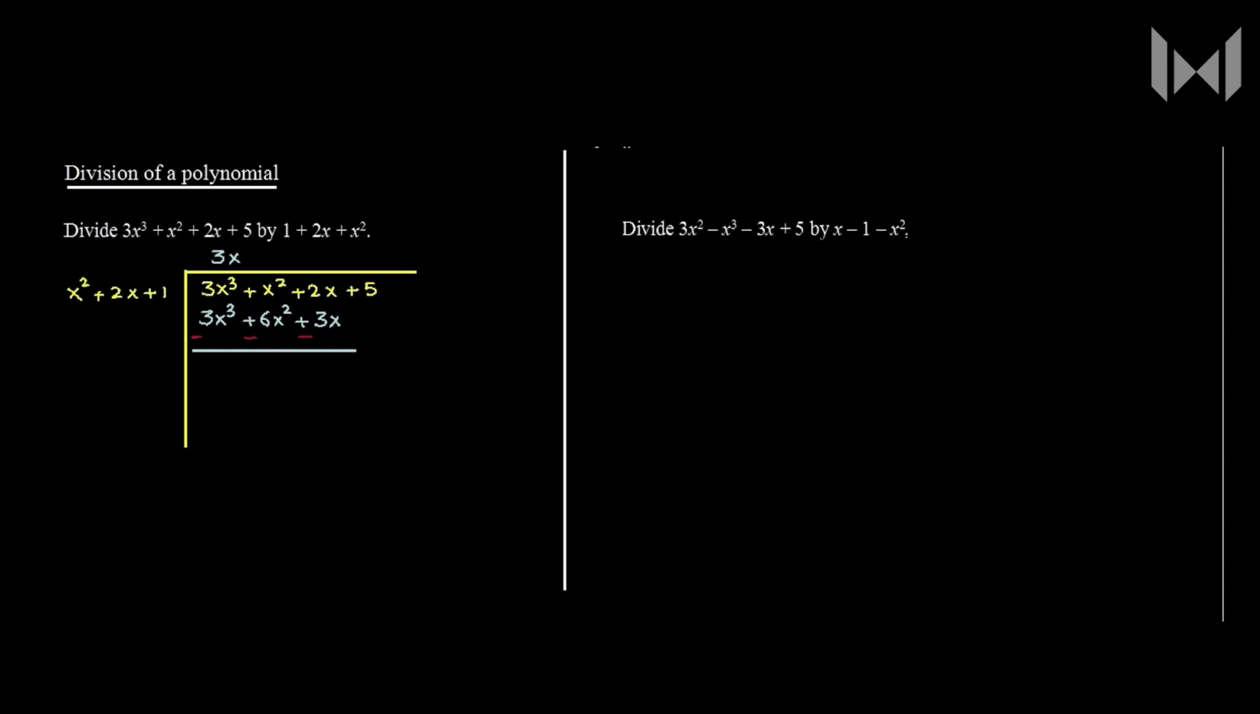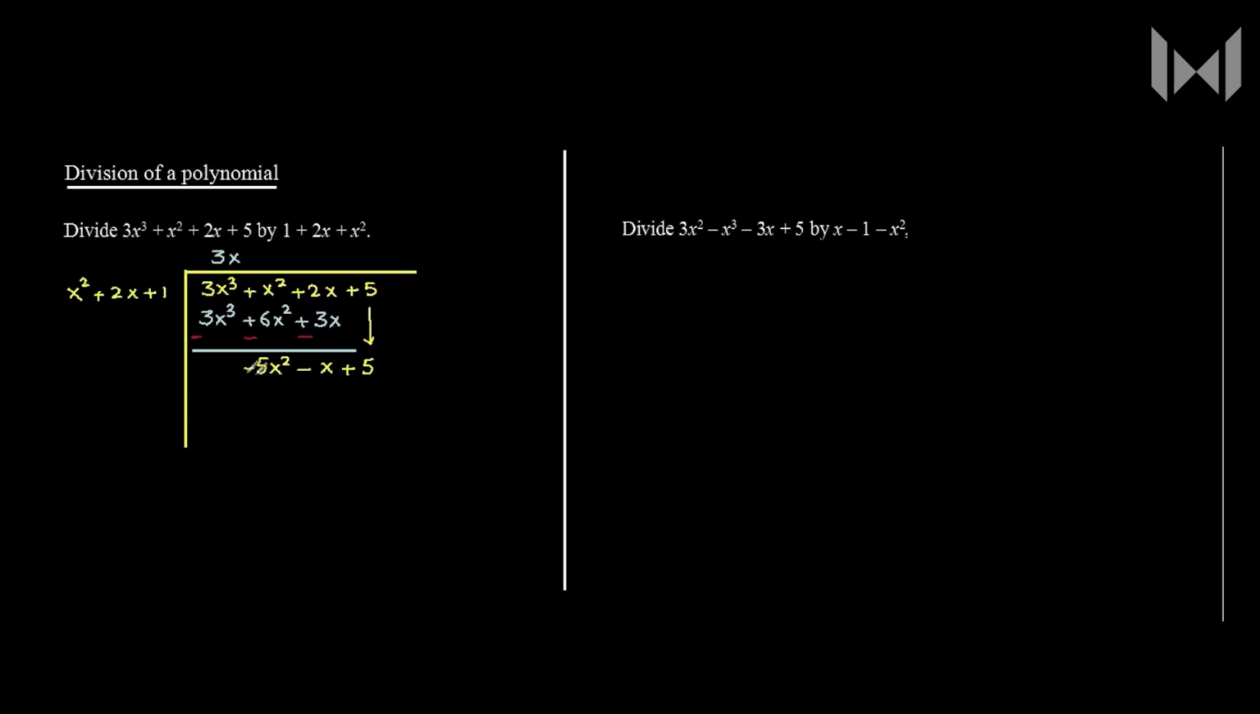Now we write down: 3x cube minus 3x cube obviously cancels. X square minus 6x square makes it minus 5x square. 2x minus 3x is minus x, and then we bring down the last term, which is plus 5. Once again we repeat the same process.